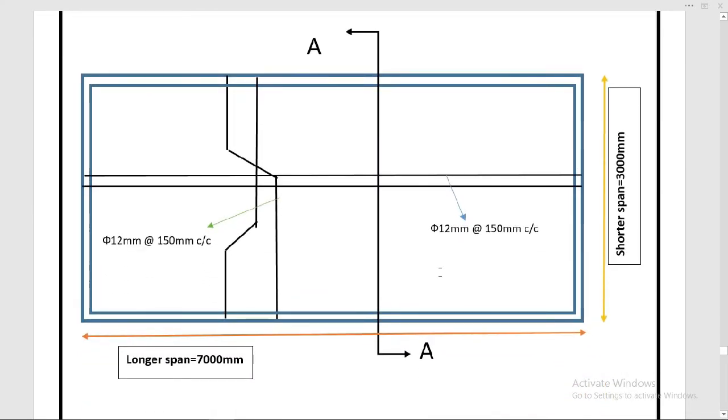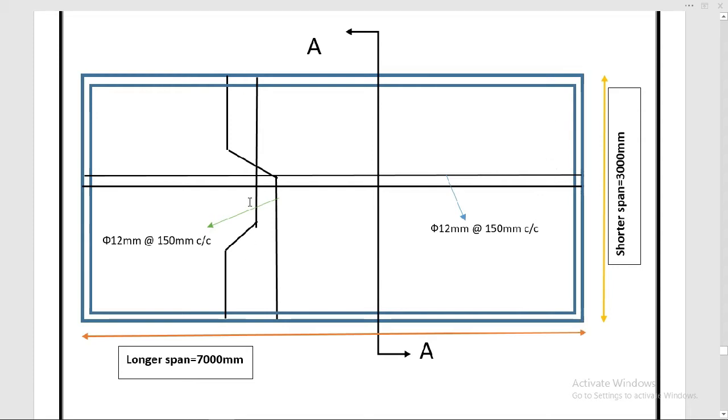Here is our slab. You can see our longest span on the x-axis is 7000 millimeter and the shorter span is 3000 millimeter. We divided the longer span by the shorter span and our value was 2.33, greater than 2, it means our slab is a one-way slab. Our slab is cut by this section AA, and these are the main bars along the shorter span. This is the shorter span.